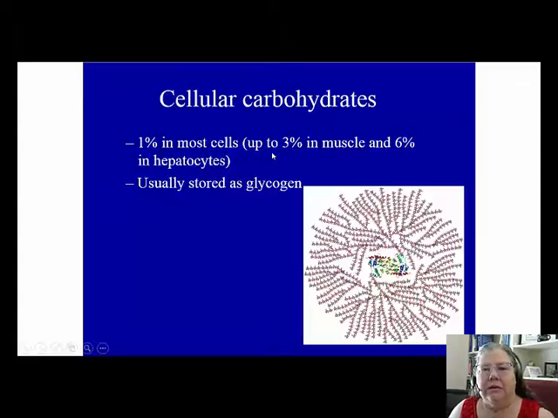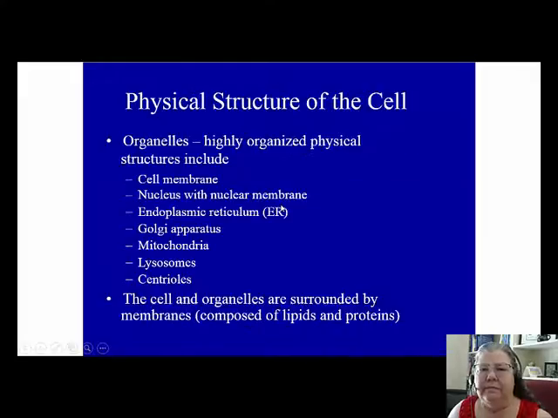But in certain cells, muscle cells for instance, and especially hepatocytes, cellular carbohydrate consists of glycogen, which is a polymer of glucose that is important for storage to release glucose when it's needed. In addition, there is carbohydrate in many cases attached to proteins. Those are called glycoproteins, and we'll come to that in a minute.